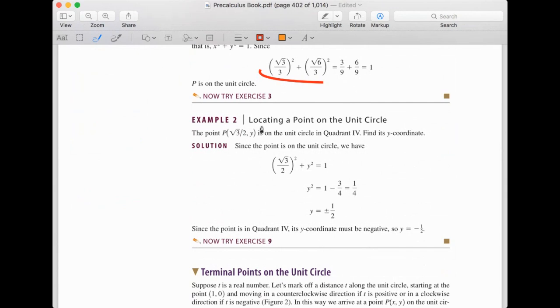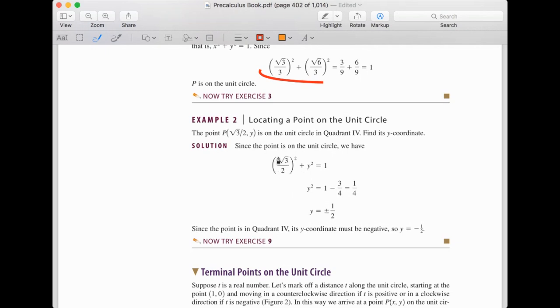Okay, example 2. Locating a point on the unit circle. Let's see this point. This point is the square root of 3 over 2, comma, y. Well, let's find out y. So we need to find y. Let's put that back into x squared plus y squared equals 1. So x is given, root 3 over 2 squared plus y squared equals 1. We're trying to solve for y. So we get y squared equals 1 minus root 3 over 2 squared.